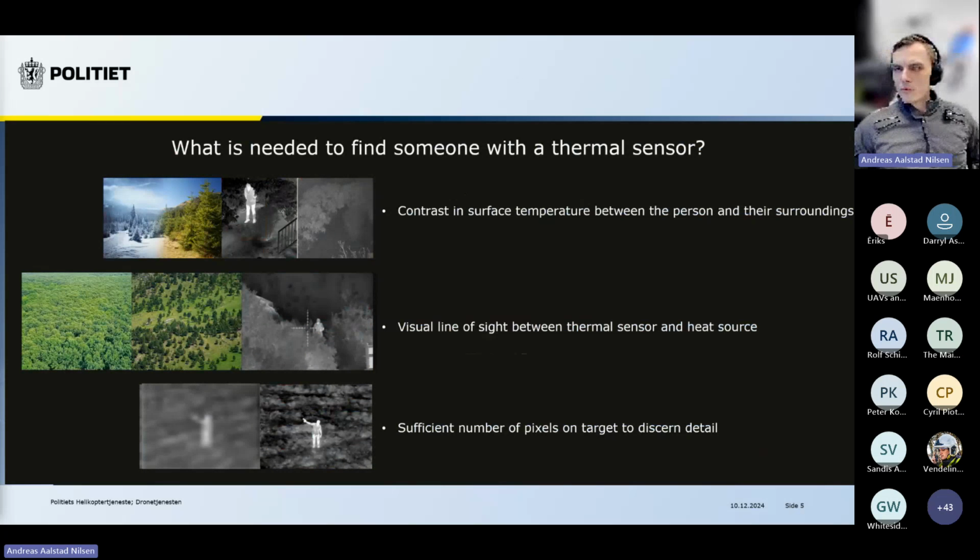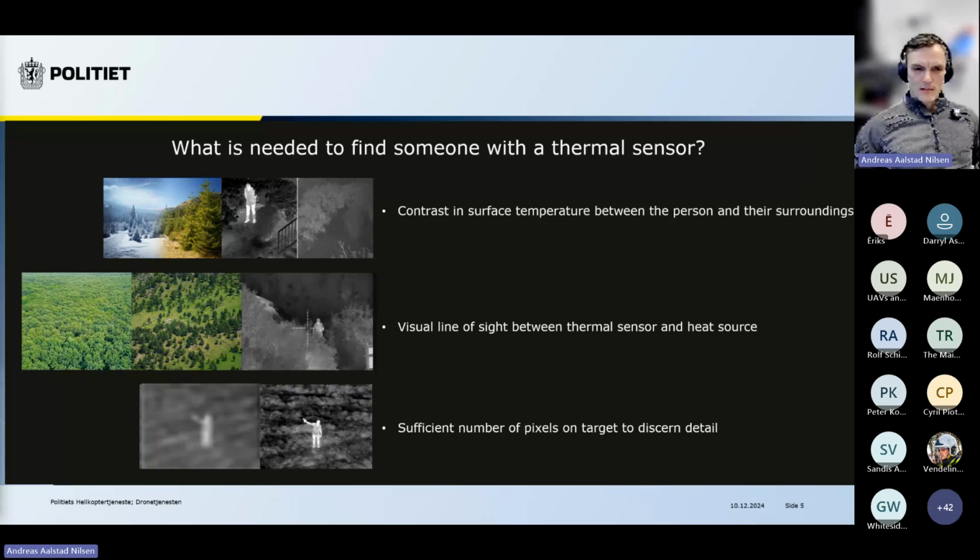So in order to optimize our techniques, we need to understand some very critical factors in order to find lost people by using a thermal camera. First, the contrast in surface temperature must be there between the person and their surroundings. There are challenges with clothing, warm weather, or low body temperature. Secondly, there must be a visual line of sight between the thermal sensor and the heat source. And of course, dense vegetation, angle of view, or hilly terrain are challenges for us there.